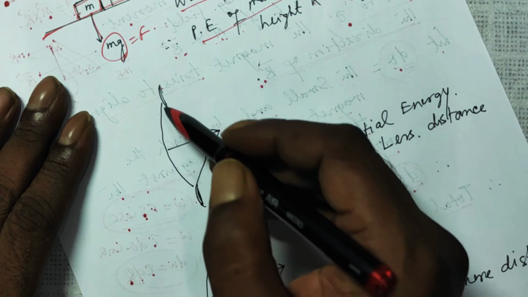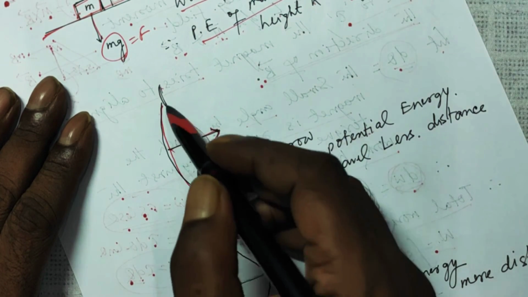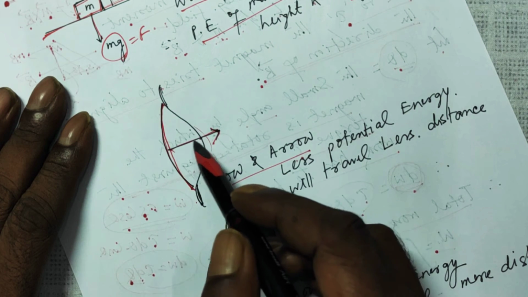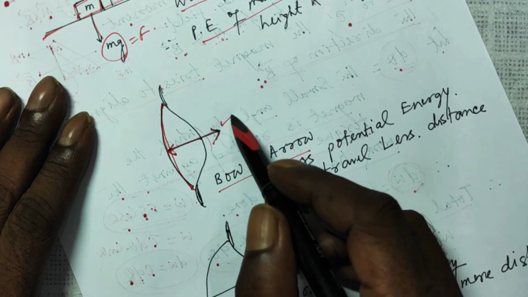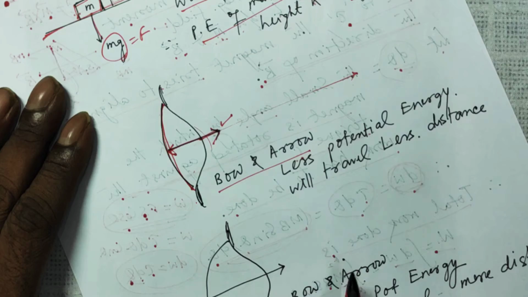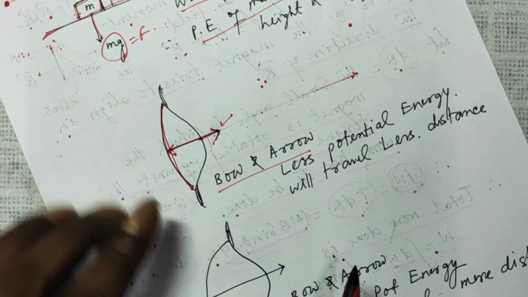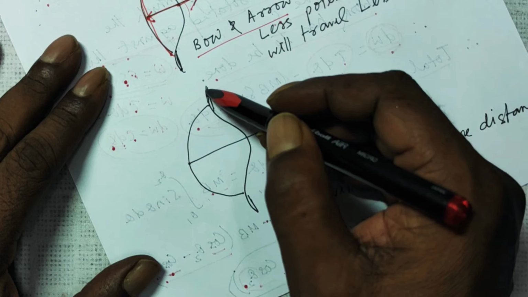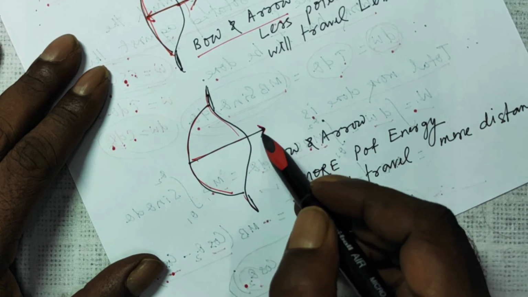Now, here again, suppose this is a bow and arrow. This is the bow, this is the string, this is the arrow. Now you have stretched this string from this position to this position. Now if you release, the arrow will move. Now compare this situation to this situation. The same bow and arrow is here. This is the bow, this is the string, this is the same arrow.